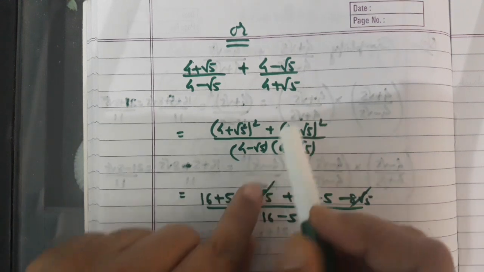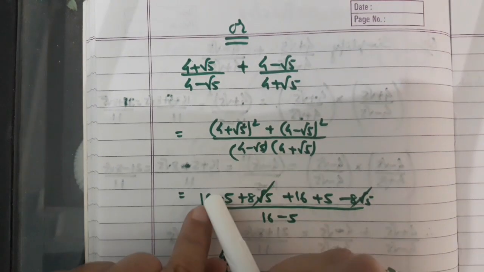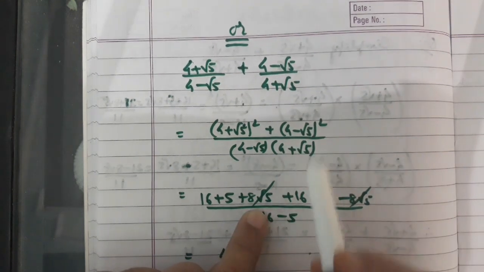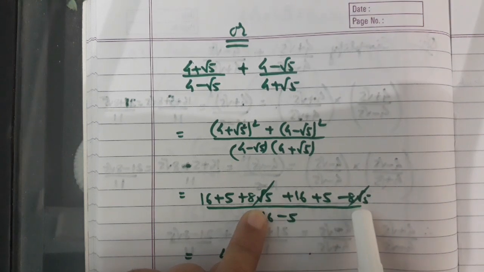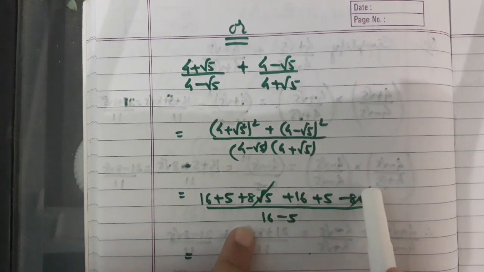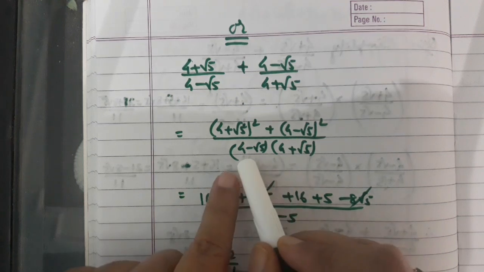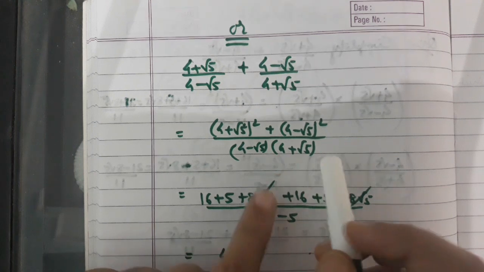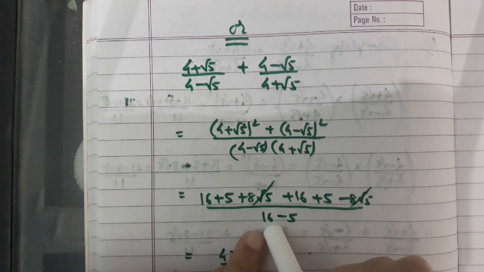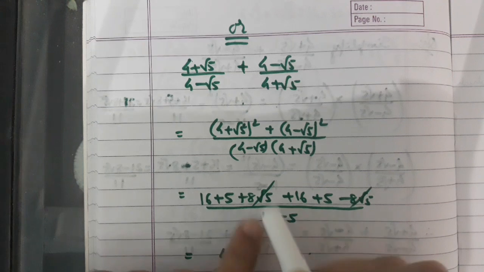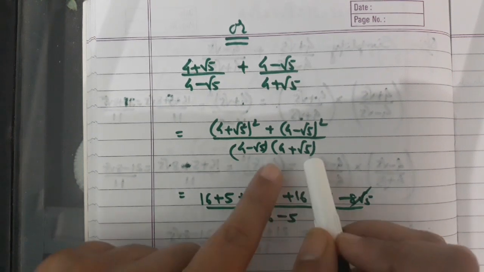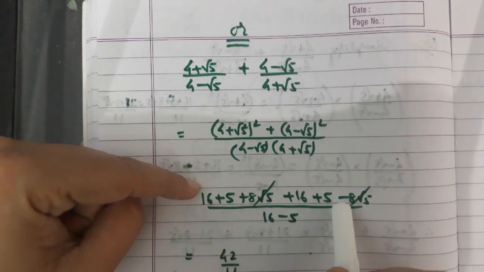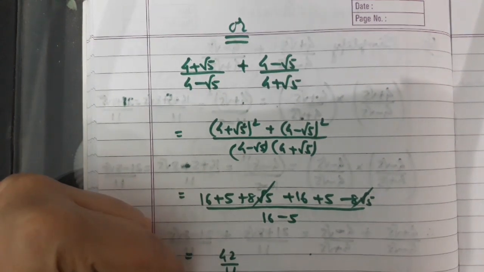And this will become (4 plus root 5) whole square plus (4 minus root 5) whole square on taking the LCM. So we simplify this: (a plus b) whole square is a square plus b square plus 2ab, and here it is (a minus b) whole square, so a square plus b square minus 2ab. So 8 root 5 and 8 root 5 get cancelled. In the denominator we have (a minus b) into (a plus b), so we solve it by using the identity a square minus b square. So 4 square is 16 minus root 5 whole square is 5. This on simplification gives us 42 upon 11.